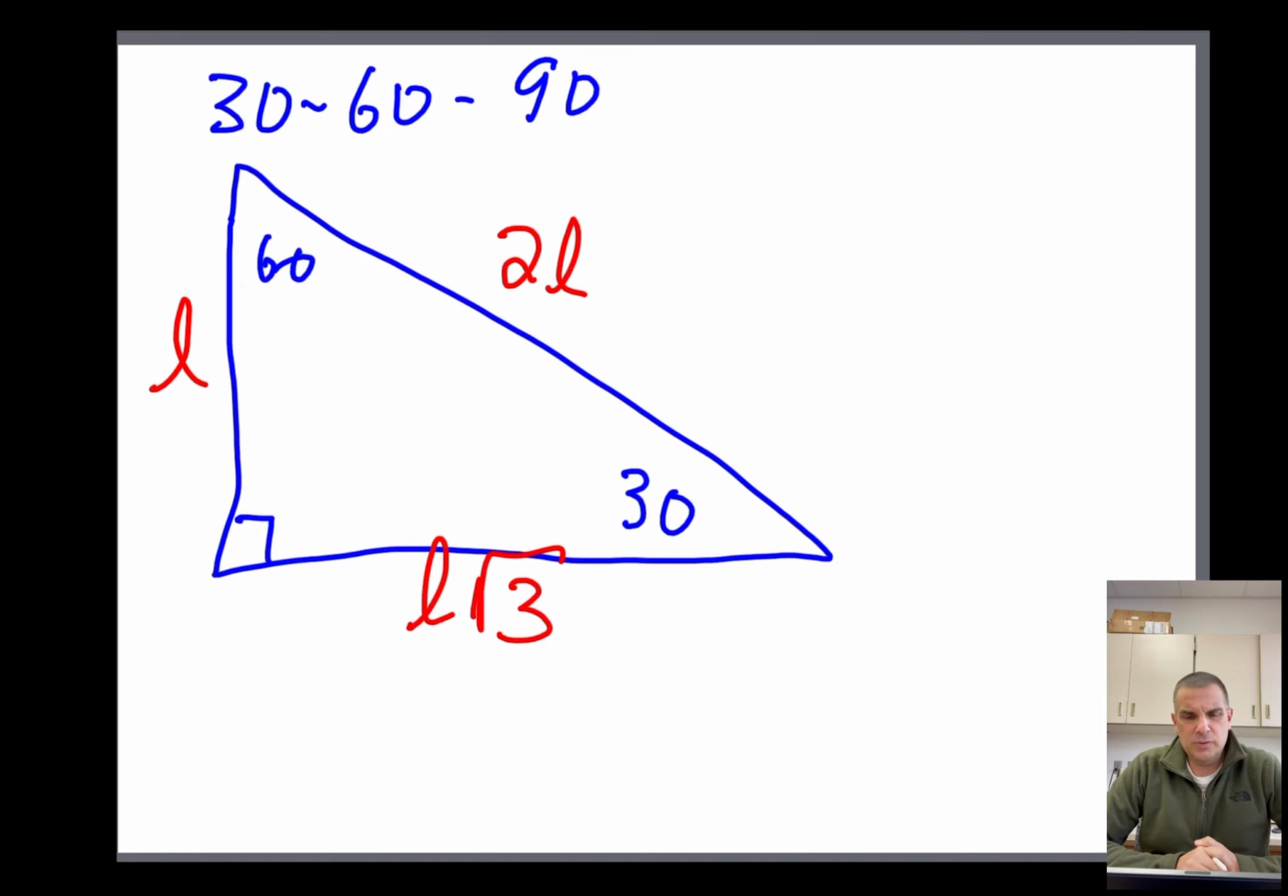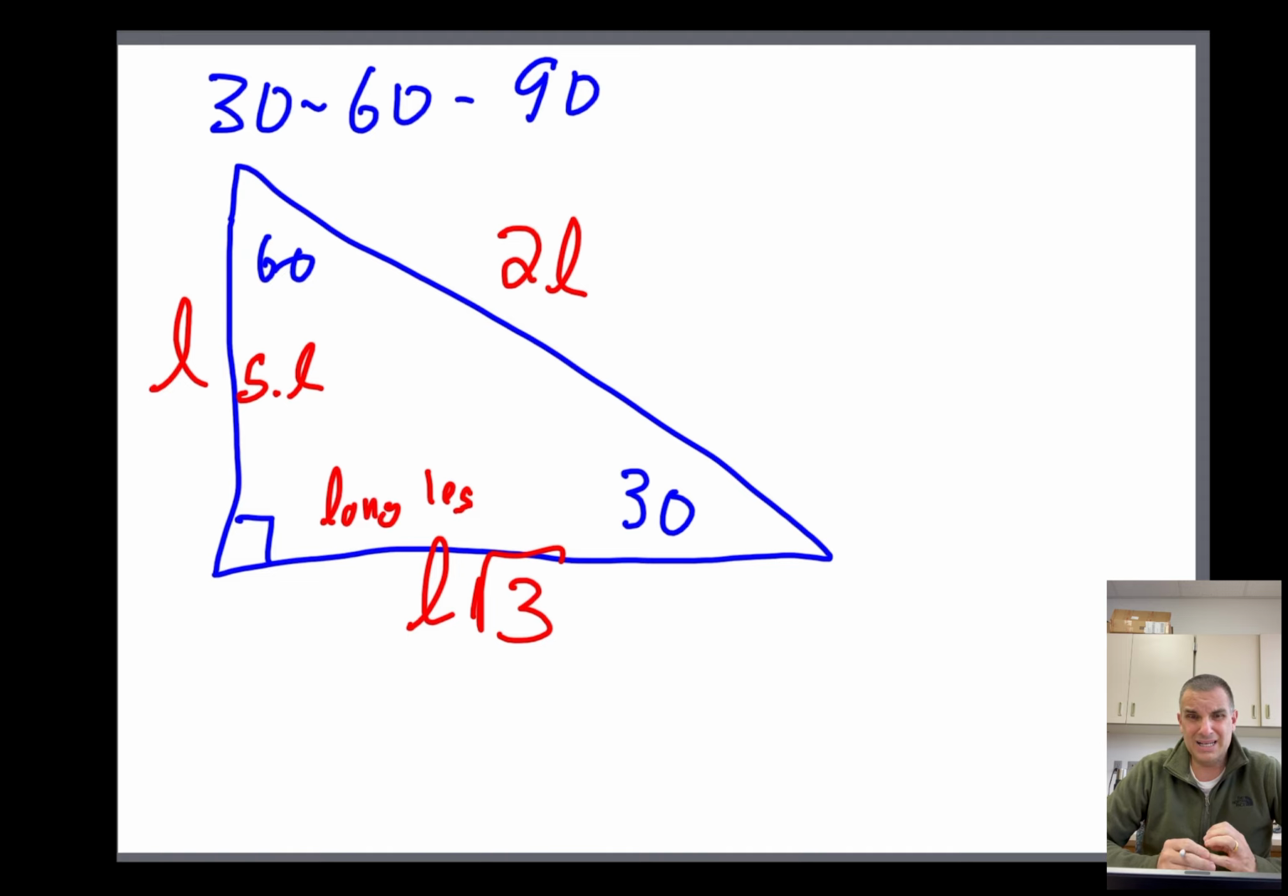A lot of times we call the side opposite the 30 the short leg. It's the short leg because it's a leg. You'll hear me call this the long leg, the side opposite the 60, and then the hypotenuse is the hypotenuse. So you've got a short leg, a long leg, and a hypotenuse. The short leg is opposite the 30-degree angle, the long leg is opposite the 60-degree angle, and the hypotenuse is obviously just going to be the hypotenuse.